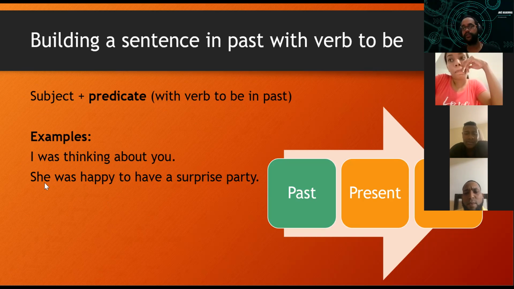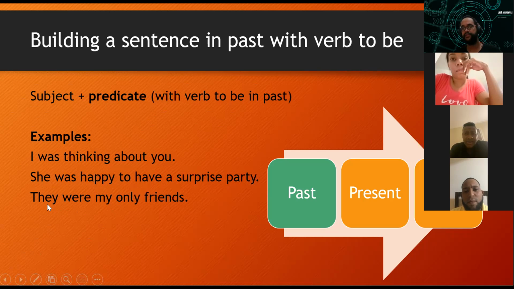Okay, if you want to say this sentence in present, you can say, she is happy to have a surprise party. Yeah. So in that way, you change was from past to present.